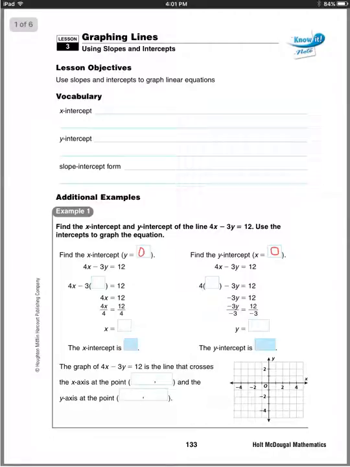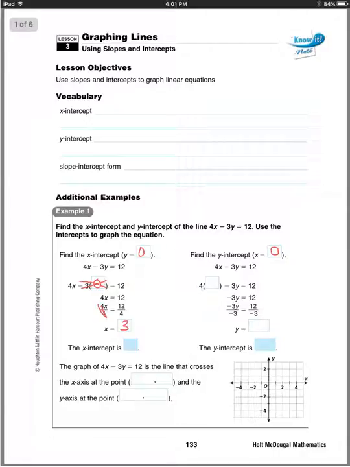So it says y equals 0, so where I see my y, I'm going to put in a 0. That cancels that term because anything times 0 is 0, which leaves me with 4x equals 12. Then I divide each side by the coefficient to get the x by itself, and x equals 3.